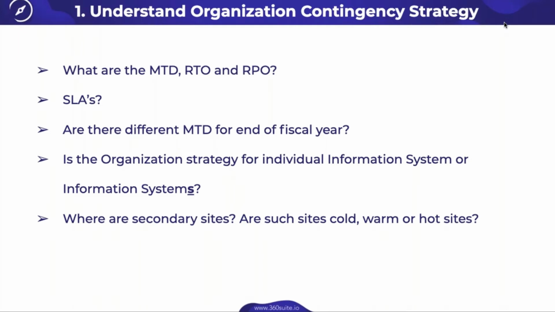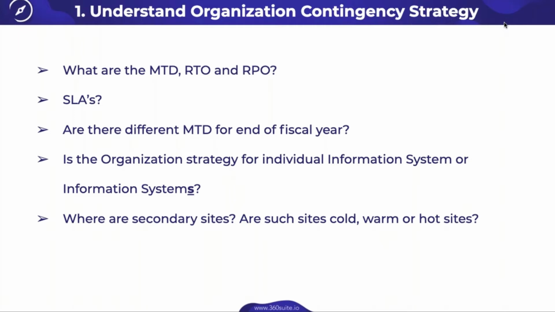And when you're talking about Business Objects, are you referring to a system or systems, as we've previously covered? And where are your secondary sites? Are they cold, warm? These are the things that you need to know, because based on that, you'll be able to put in place the proper plan for your Business Objects.